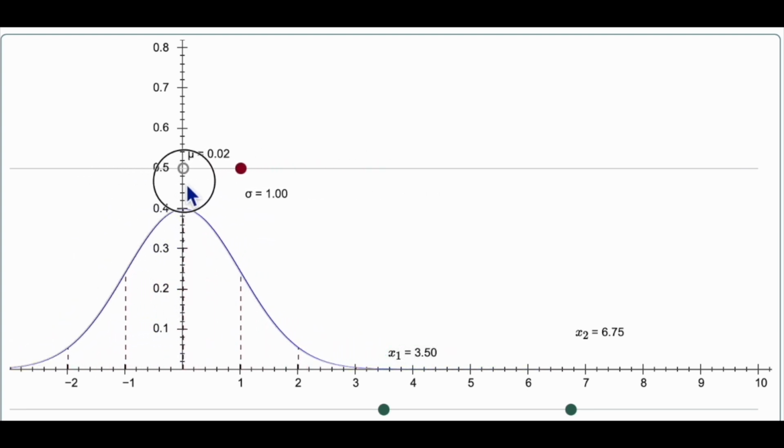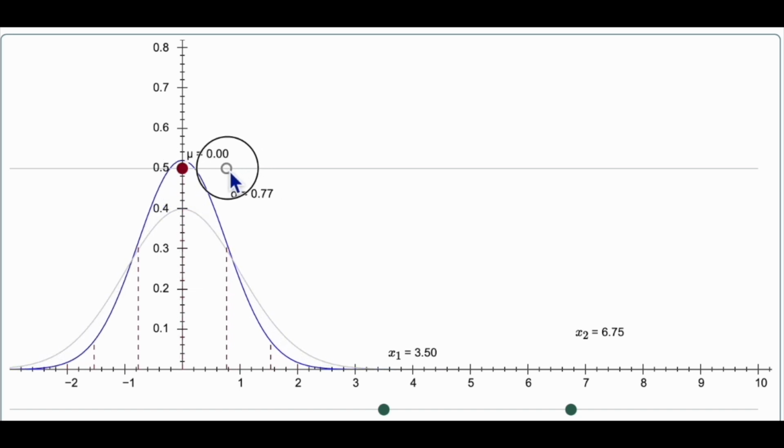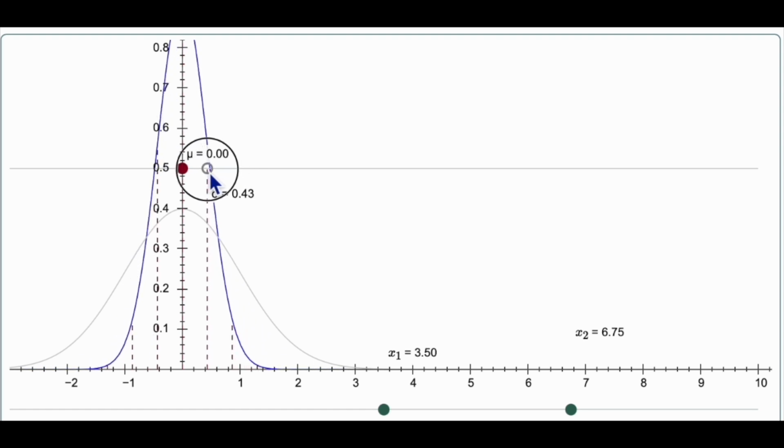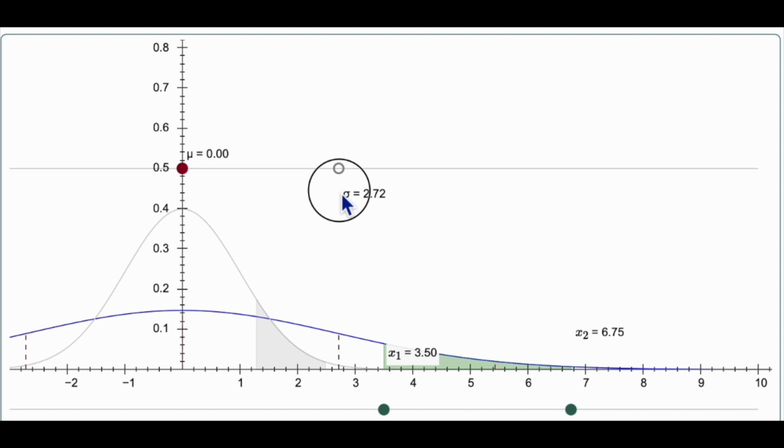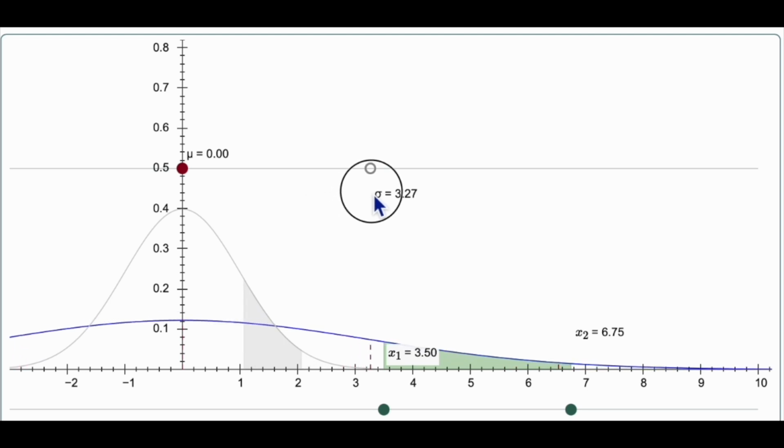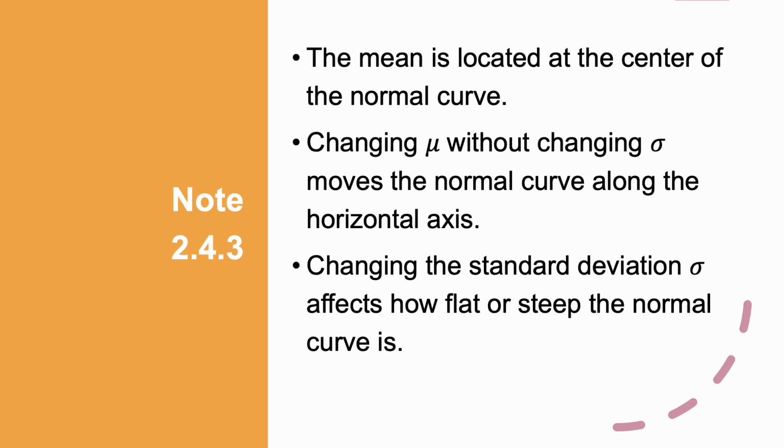How about kapag i-change naman natin yung standard deviation? So kung ilalapit natin yung standard deviation sa mean, nagiging steep yung ating normal curve. At pag pinapalayo naman natin siya, mas nagiging flat yung ating normal curve. As observed dun sa example, the mean is located at the center of the normal curve. In fact, hindi lang yung mean. Even the median and the mode, magkakasama sila and they are all equal. Lahat sila nasa center of the normal curve.